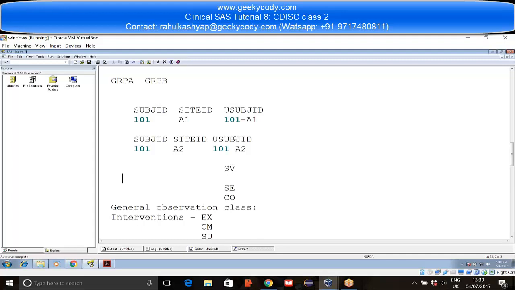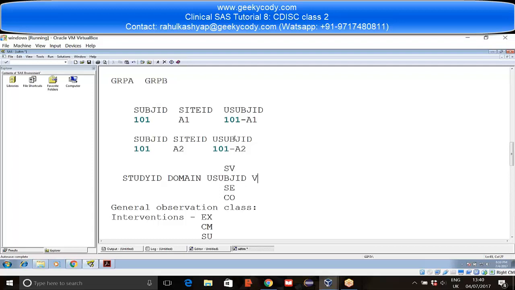Subject visits, SV. Here we'll have study ID, domain, USUBJID. These will be there in all the domains, common, because without this we can't make any record, right? Just think about the domain name, subject visit. That means information about visits, right?